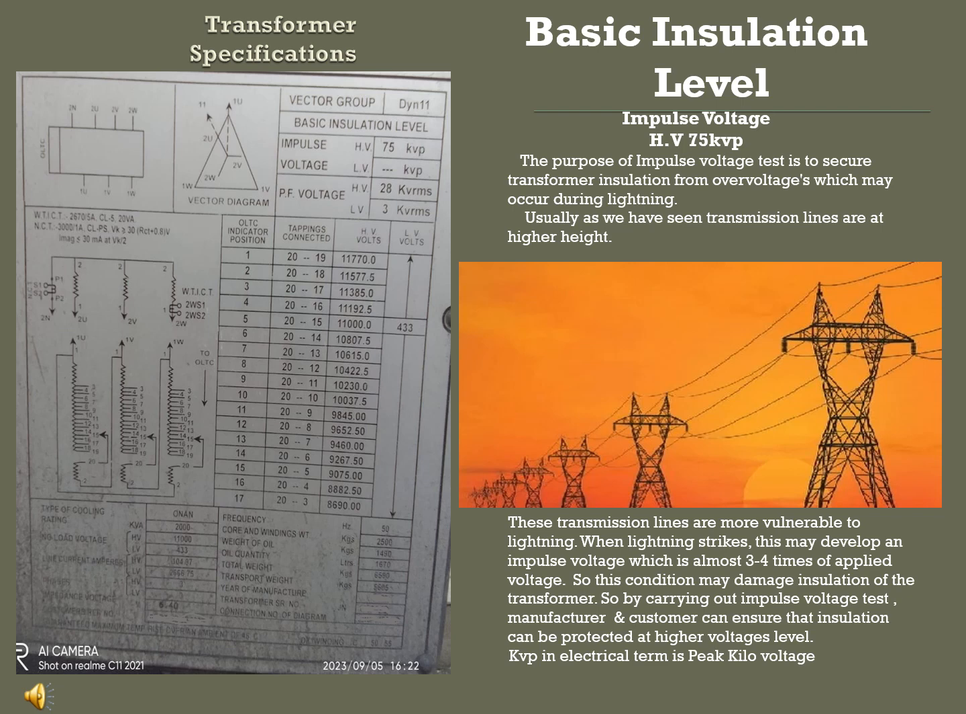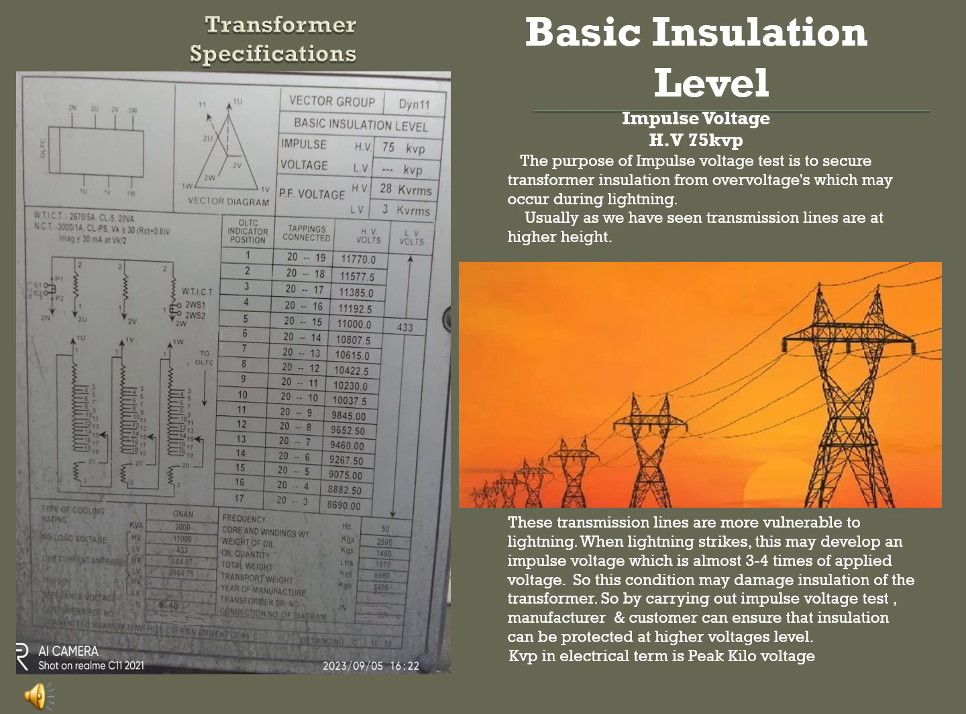Here we will discuss the basic insulation level. Impulse voltage means the maximum voltage test. What is the purpose of doing the impulse voltage test? The purpose of the impulse voltage test is to secure the transformer insulation from overvoltages which may occur during lightning. During lightning, we will get overvoltage in the system and it may damage our transformer. That's the purpose of doing the impulse voltage test.